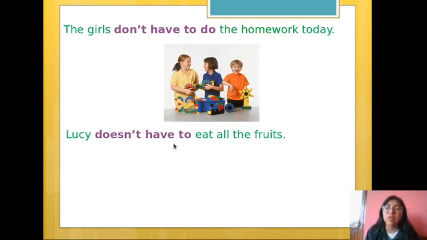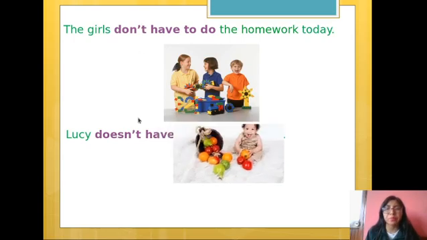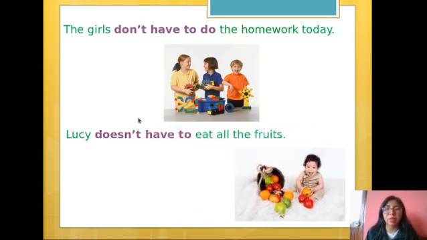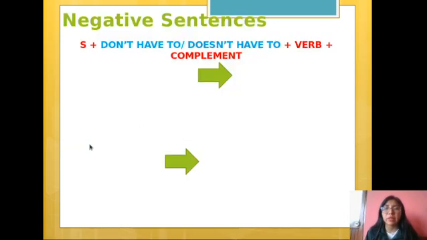Okay? For this reason, the last class we reviewed the present simple. La clase pasada revisamos presente simple para que usted comprenda mejor esto. Okay? So remember, recuerde, you are going to use don't have to or doesn't have to according to the subject, okay? Estos van a ir de acuerdo al sujeto. Vamos a revisar. Okay, we are going to check negative sentence.